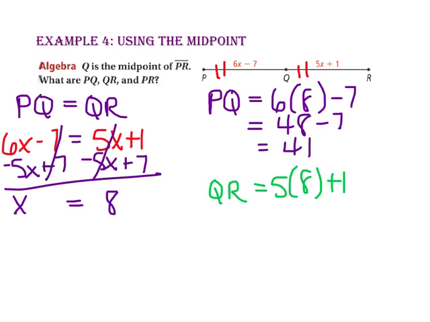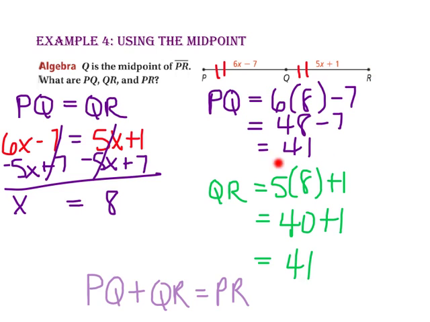Now, let's look at segment QR. Segment QR has a length of 5 times 8, or 40, plus 1. So the length of segment QR is 41. Since they are congruent, we know we've done a good job. They've also asked for the length of segment PR. Segment PR is the length of segment PQ and the length of segment QR. If we add the length of segment PQ to the length of segment QR, 41 plus 41 will give me a length of 82. So the length of segment PR is 82.